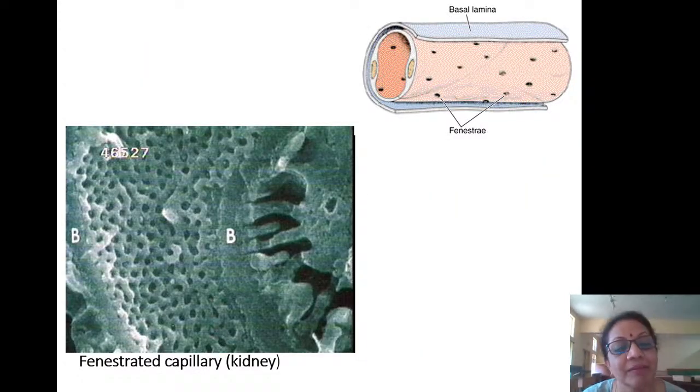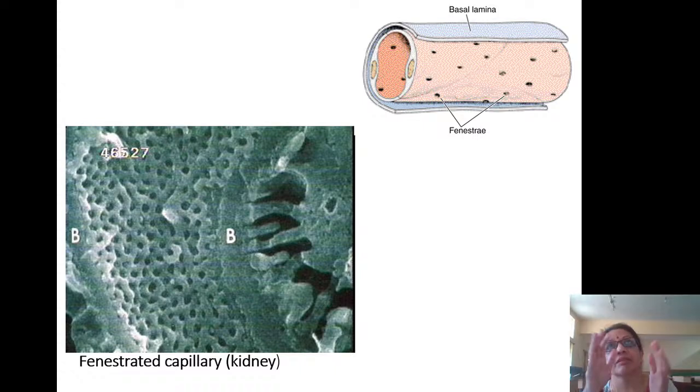This is how it looks. A very beautiful electron micrograph from the kidney. Fenestrated capillary available in the kidney cortex. So can you see in the cell itself, between the outside of the cell and the inside of the cell, there is one passage in several places.